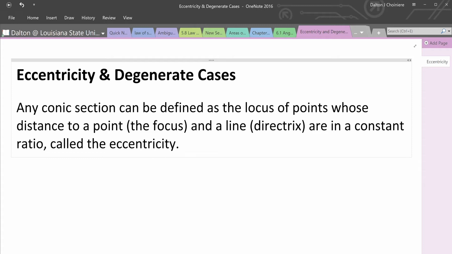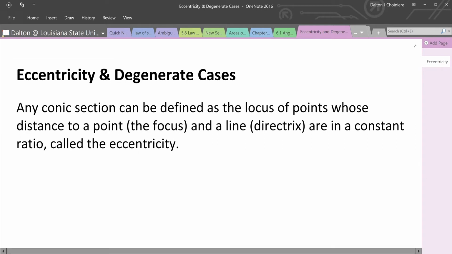Eccentricity, we're going to denote with a lowercase e, is defined as C over A. So this is a big takeaway. This is something that I would put on my note card. E is equal to C over A.